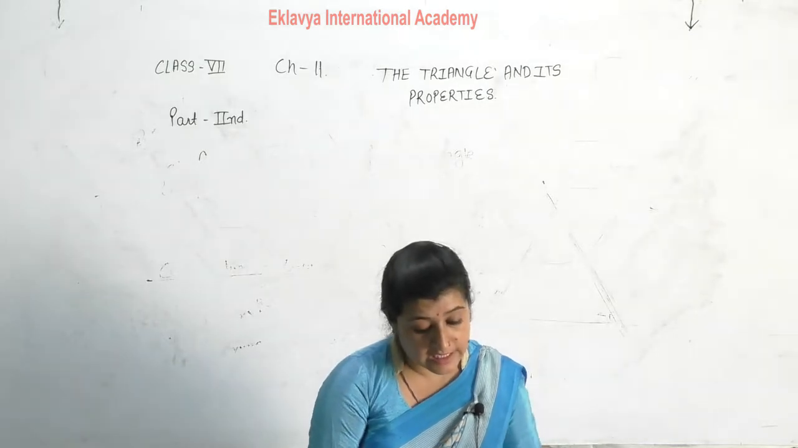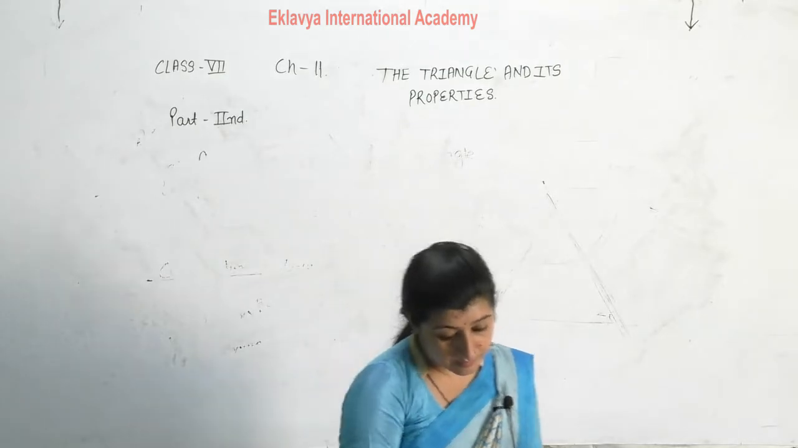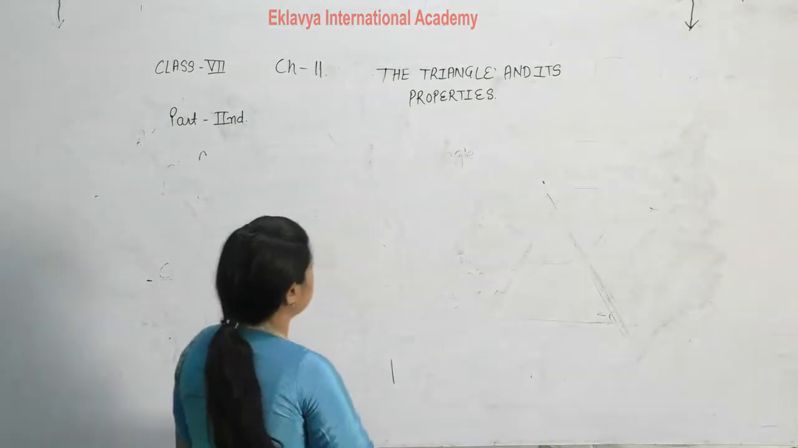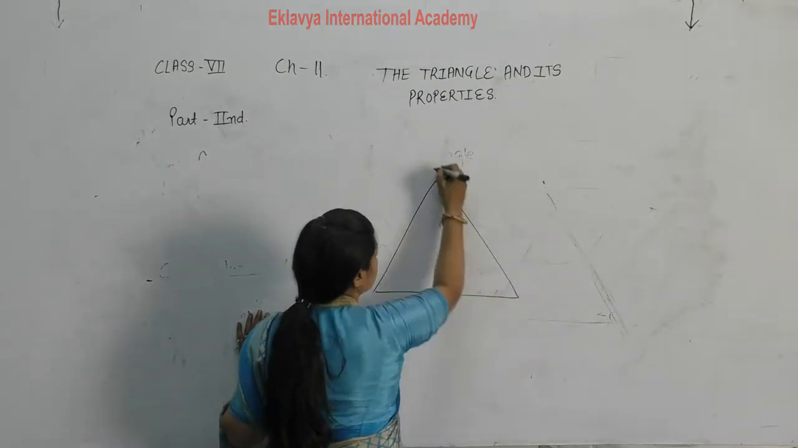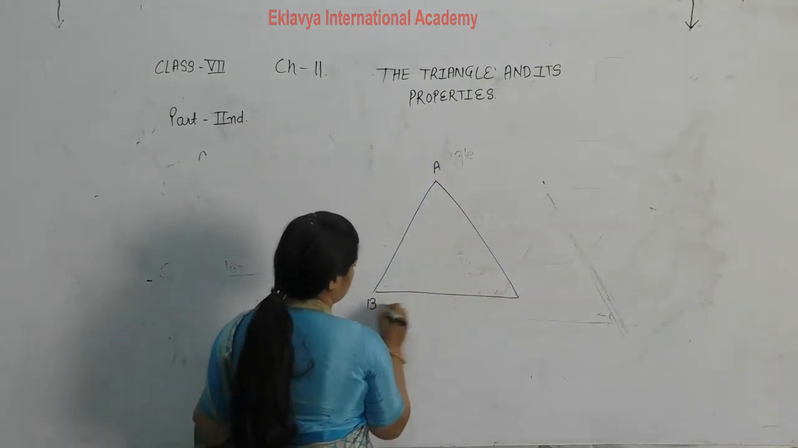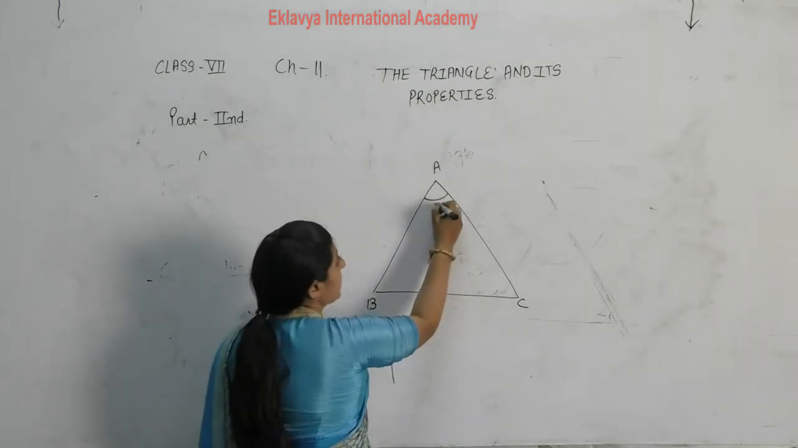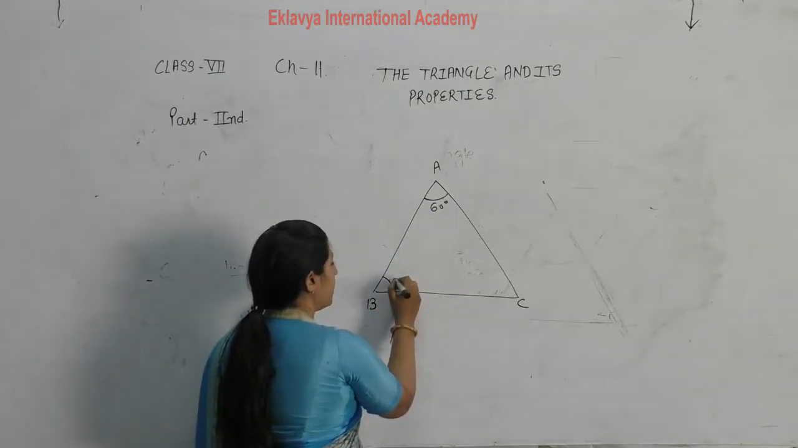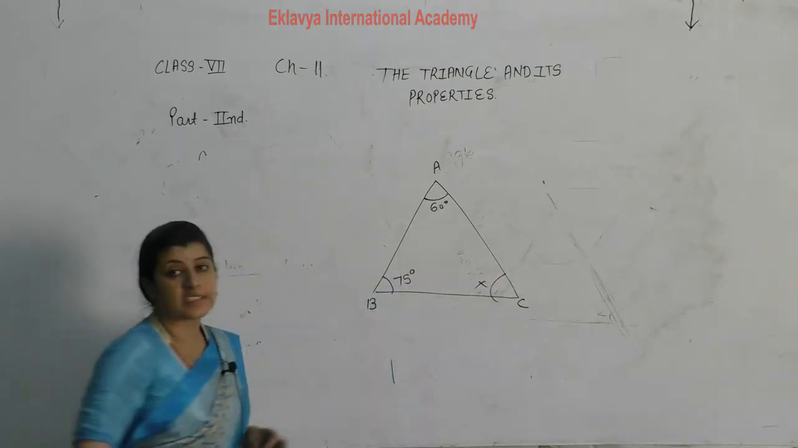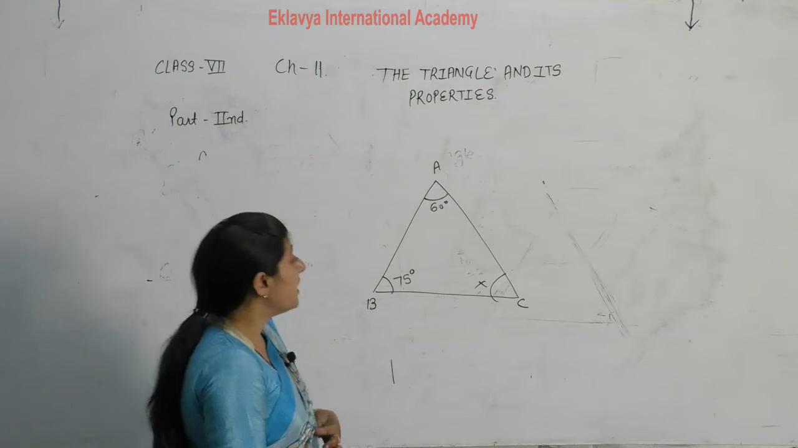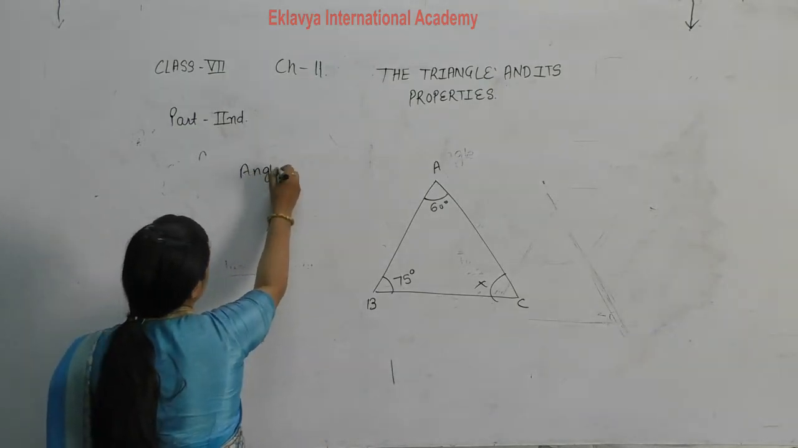Now we will discuss the examples. Example first. In a triangle ABC, angle A is 60 degrees, angle B is 75 degrees. Find the value of X. Very easy example. Use the angle sum property of a triangle.